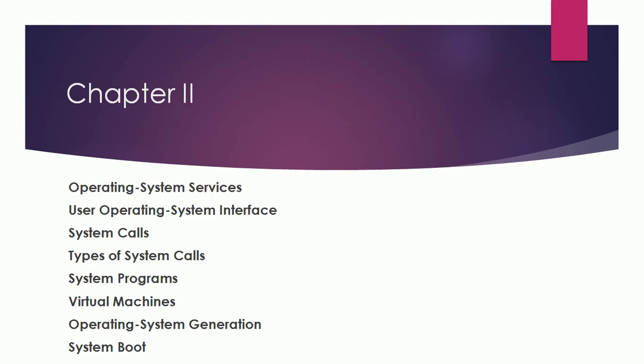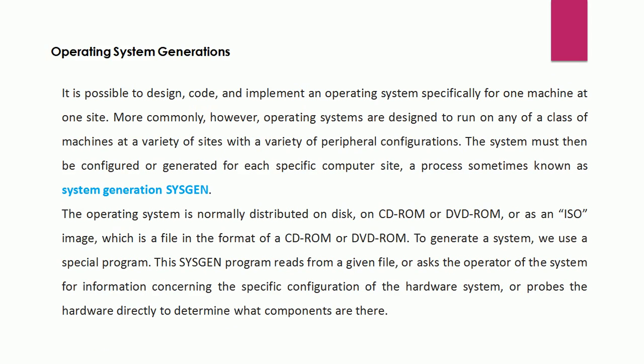As we see there, we see previous points, and this next point is operating system generations. Generation means how to create, how to prepare or make. It is possible to design, code, and implement an operating system specifically for one machine at one site.